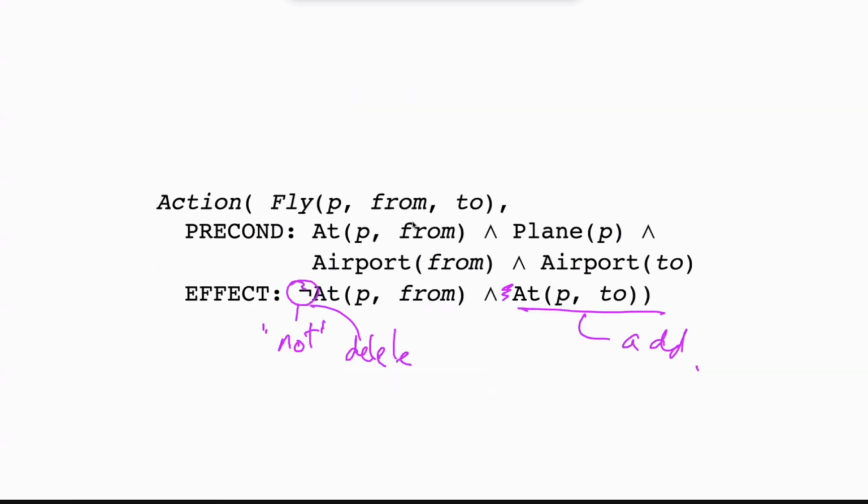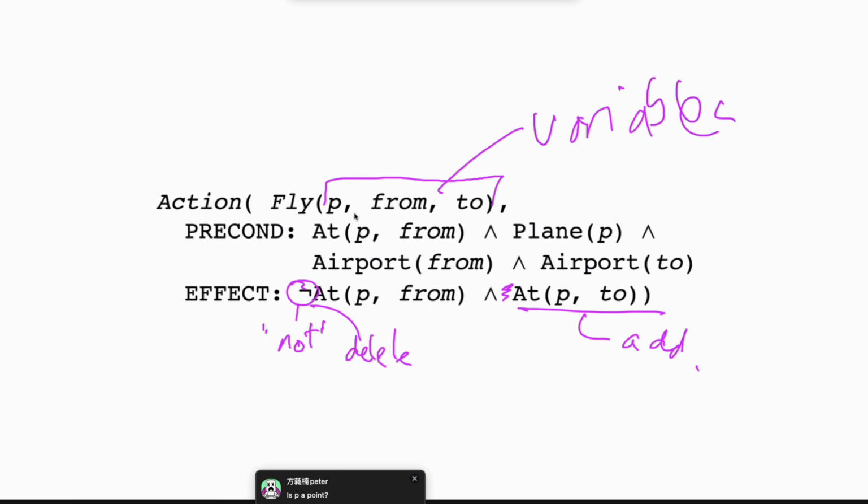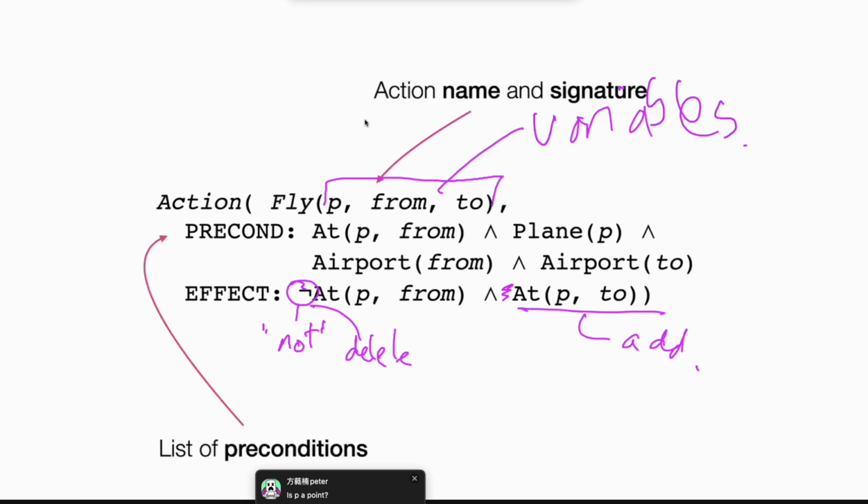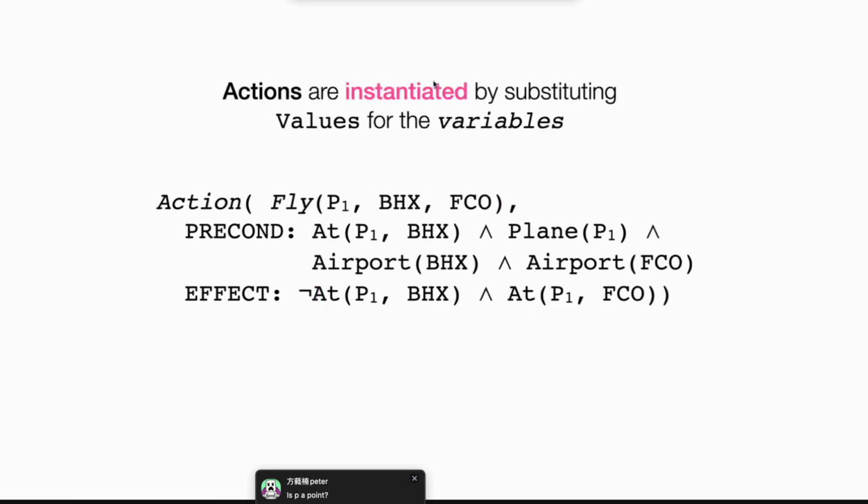And you can see, so this is the schema form, right? Because we've got variables here. These are variables. And then we can instantiate that by putting in values. Okay, now we've got values. So in this case, this is a ground action for flying plane 1.